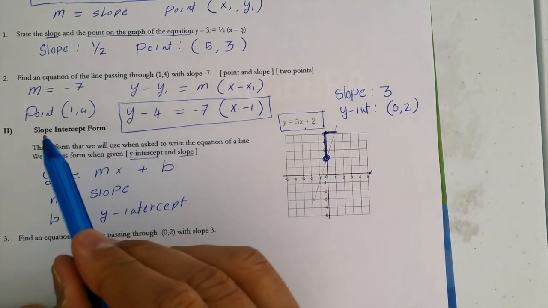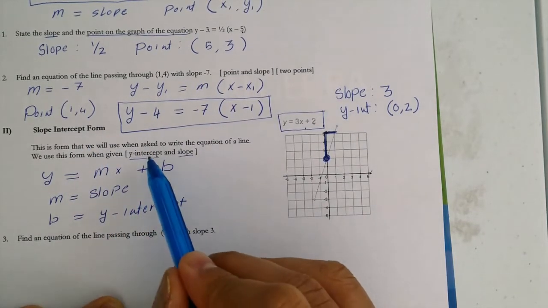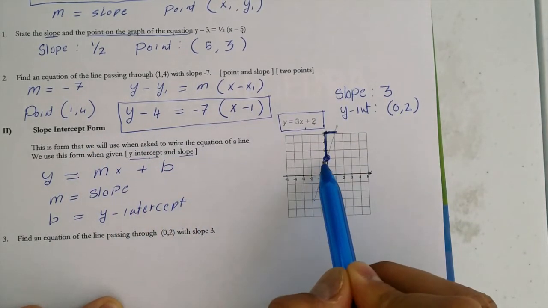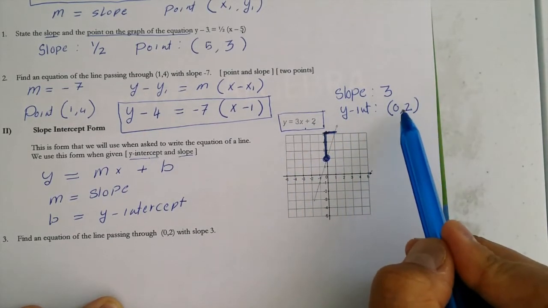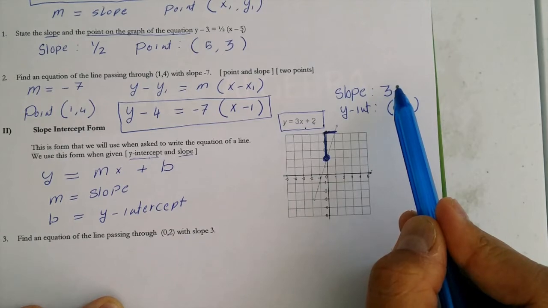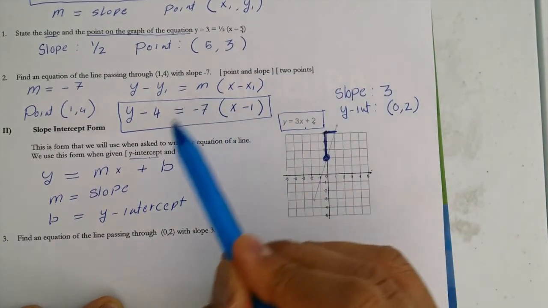So let's go back to this form, slope-intercept form. Use it when you know the y-intercept and the slope. If you know the y-intercept and the slope, you can quickly write an equation by taking this information and plugging it into this form.